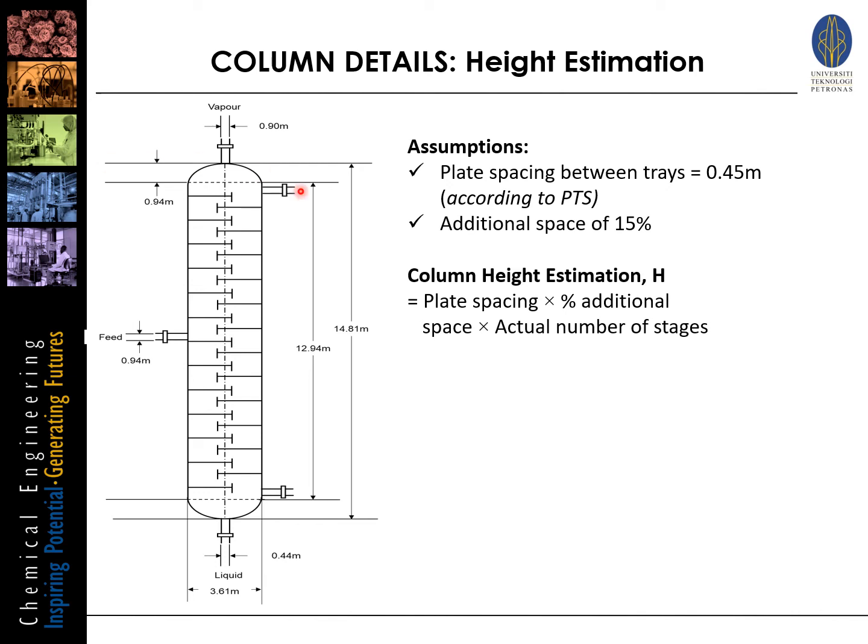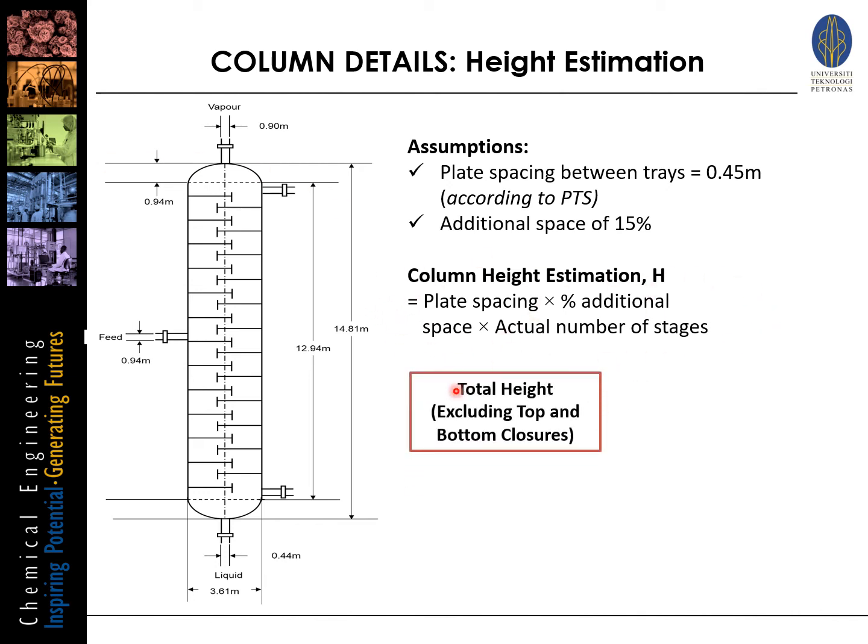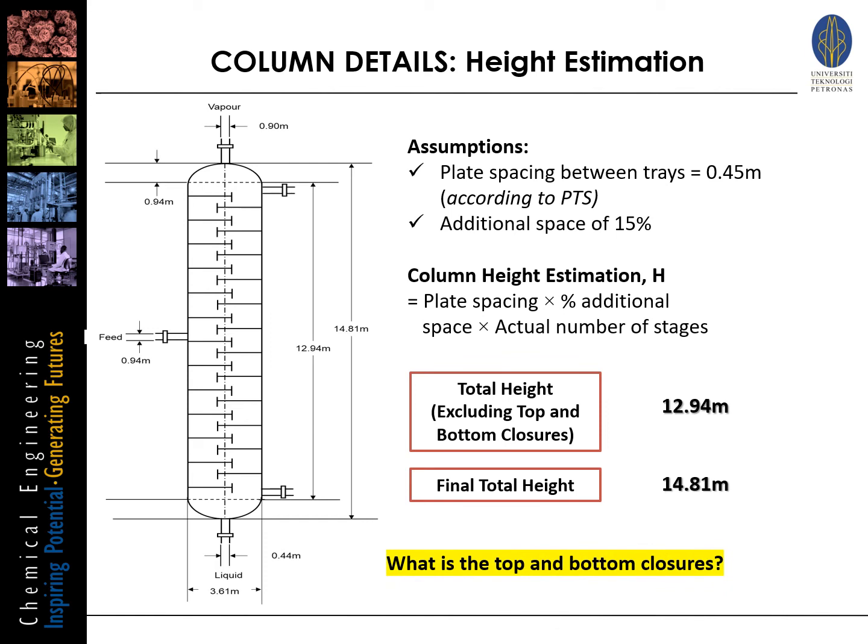So by using this column height estimation formula, it is determined that the total height excluding the top and the bottom closure will be approximately 12.94 meter, and then the total height which included the top and bottom closure will be 14.81 meter. So what exactly is this top and bottom closure?